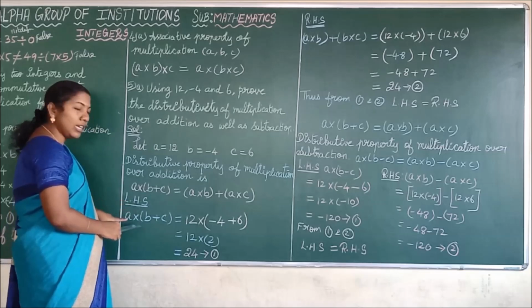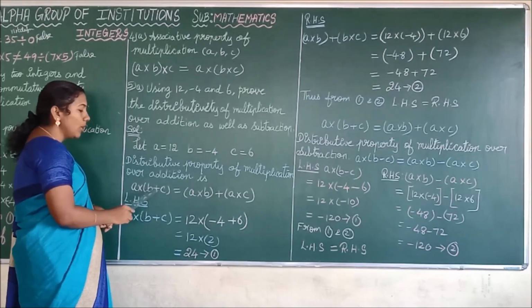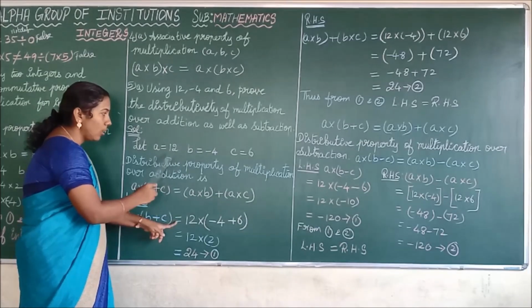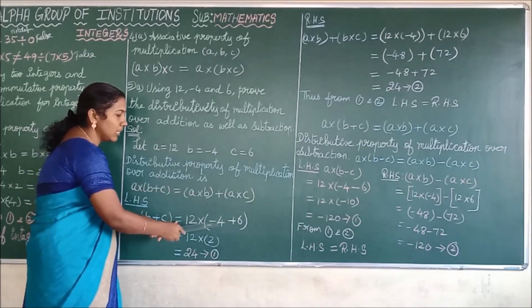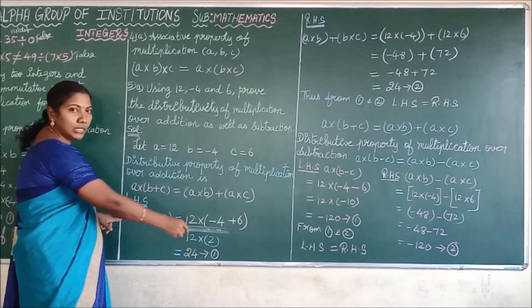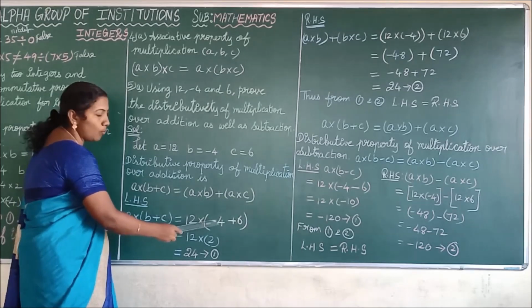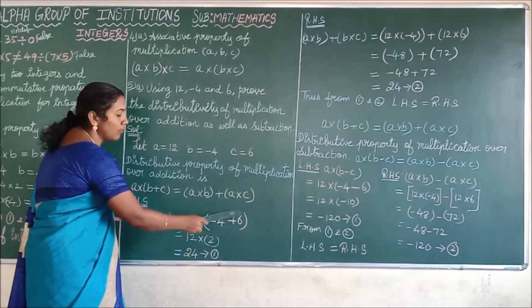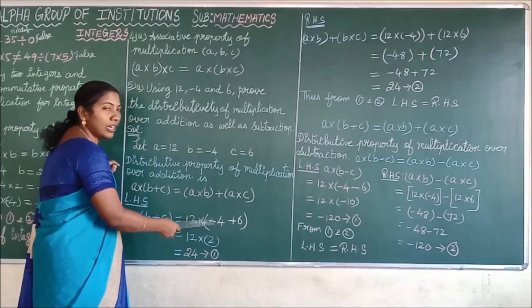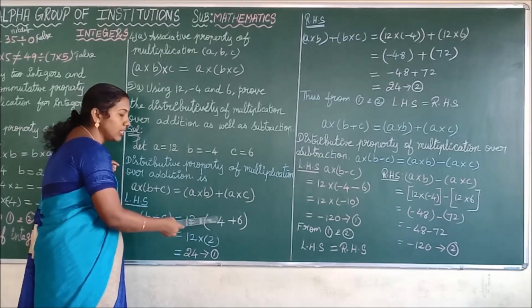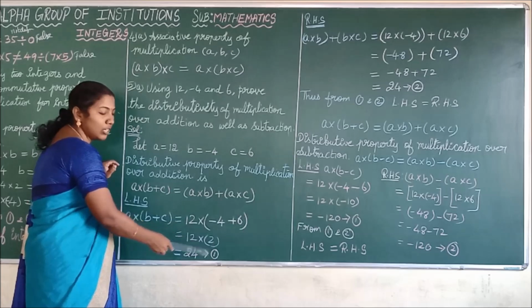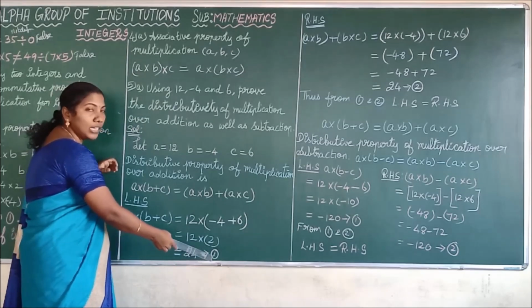Okay. First we are taking the LHS. What is LHS? a into b plus c. Now we are going to substitute the values. What is the value of a? 12 into, what is the value of b? Minus 4 plus, what is the value of c? 6. That is, a into b plus c is equal to 12 into minus 4 plus 6. First we have to evaluate within this bracket. So minus 4 plus 6. Two integers are of different signs, means you have to subtract the smaller integer from the bigger integer. So your answer is 2. That is 12 into 2. What is your answer? 24. Let it be the equation number 1.